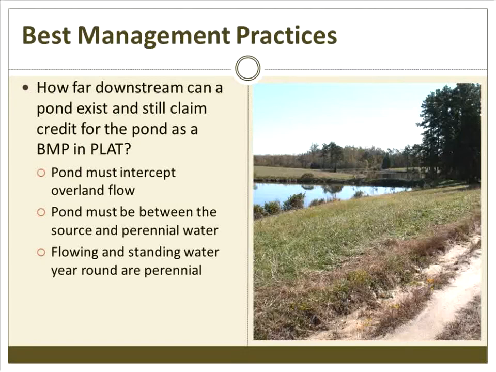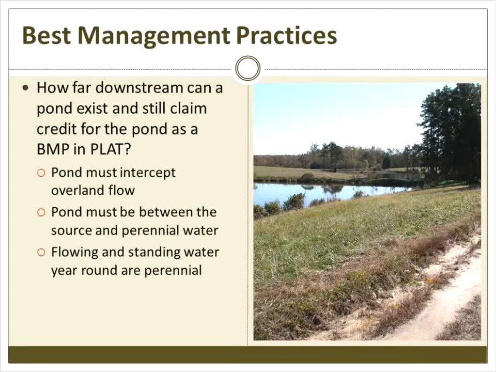But you need to make sure those conservation practices really are going to capture soil erosion from your field. So how far downstream can a pond exist and still claim credit as a BMP in PLAT? The pond must intercept the overland flow, and it must be between the source and the perennial water. Flowing and standing water year-round are considered perennial streams.